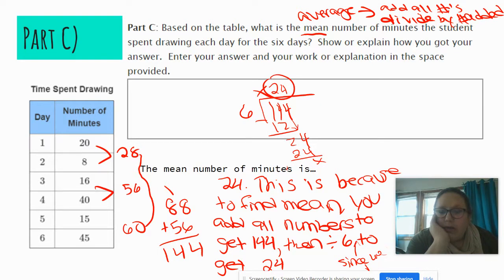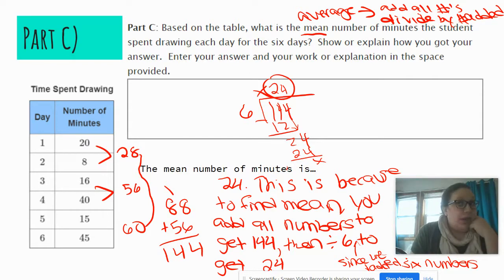Since we added 6 numbers. Sorry, I forgot to include that detail. That would be very important on MCAS. They need to know that you know why you're dividing by 6. Again, to find the mean, we add all the numbers and then divide by the number of numbers we added.